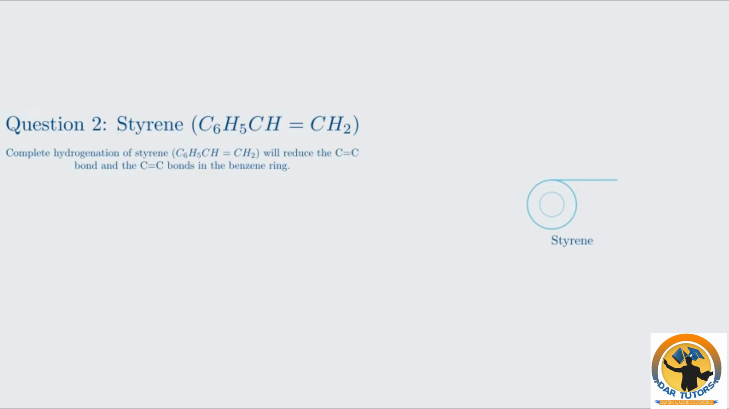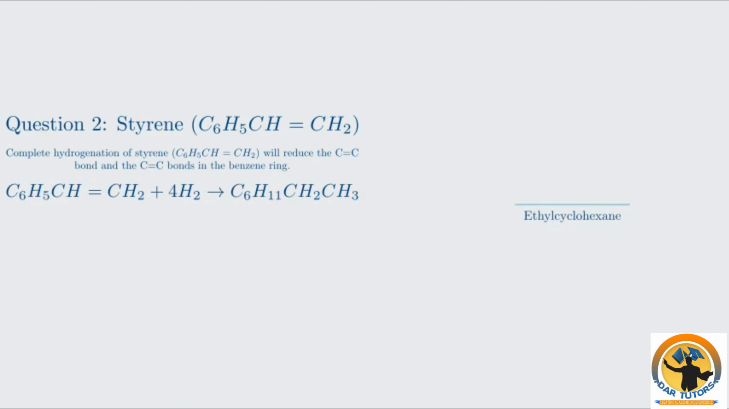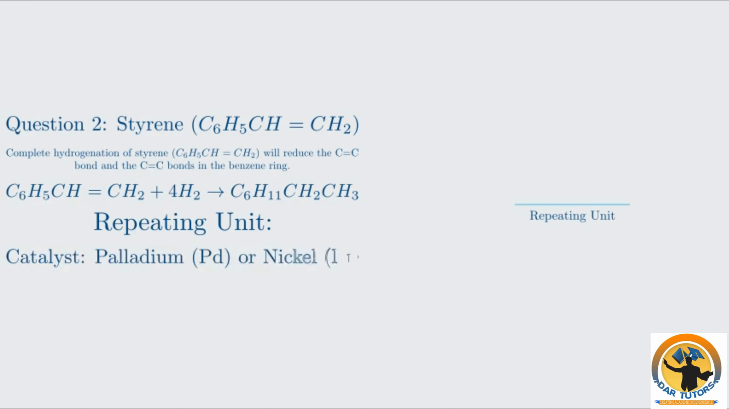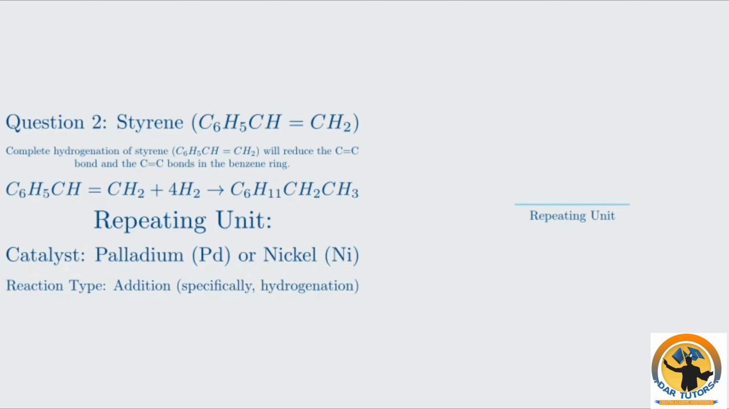This means reducing all possible sites. In the context of hydrogenation, unsaturated usually refers to C=C or C≡C bonds, as these are the ones that are easily reduced. First, the carbon-carbon double bond in the ethene chain will become a single bond. The benzene ring will also be reduced to a saturated cyclohexane ring. The repeating unit is therefore the saturated side chain attached to the ring. This is a polymer of completely saturated ethylbenzene. The catalyst used for hydrogenation is typically a transition metal like palladium or nickel. The reaction type is addition, specifically electrophilic addition or simply hydrogenation.